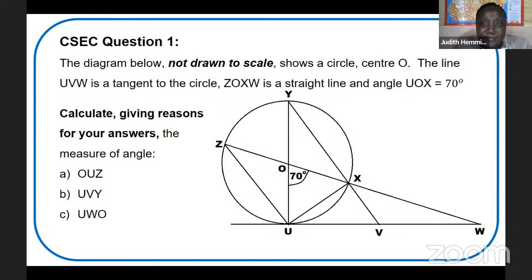What are you going to do? You have a measure of 70 degrees there to help you. What would you do with that 70 degrees? That would help you to find OUZ. All right. Akia is saying that Z and Y they are 35 degrees. But remember, Akia, one of the very important things is that you have to give a reason. Okay, she's saying that there are alternate angles. Alternate angles are equal.